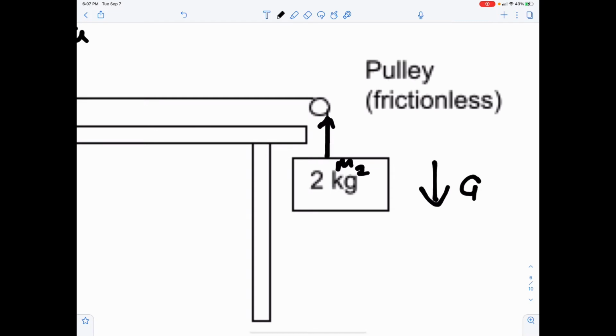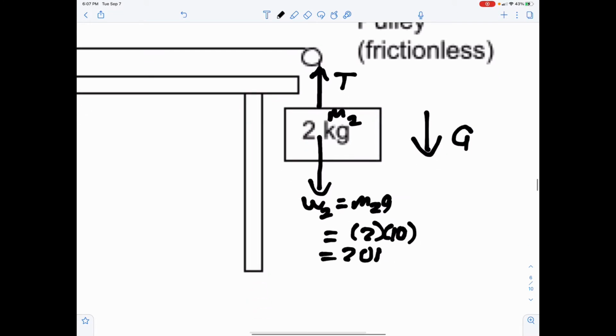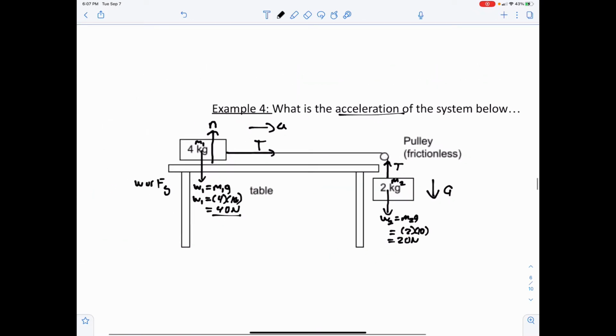Now, if you go over and focus on the object mass 2, you'll see that it has a tension force going up. Remember, tension always pulls away from the mass along the rope. So this time it's pulling up. And it also has a weight, but this time we're going to call this one weight 2 because this is mass 2. And weight 2 is going to be mass 2 times g, which would be 2 kilograms times 10, or 20 newtons.